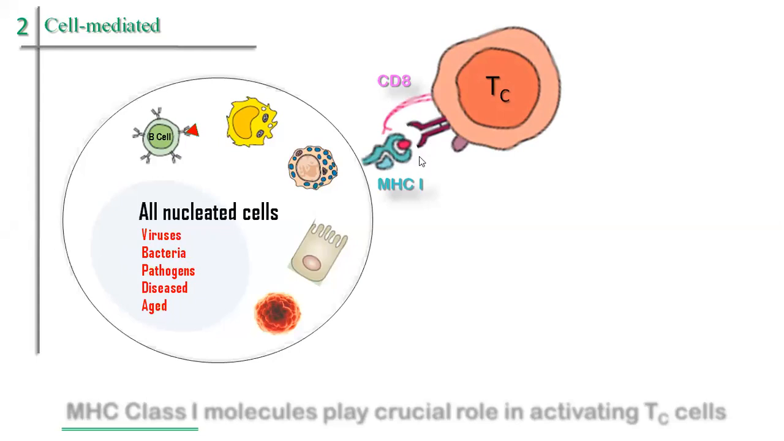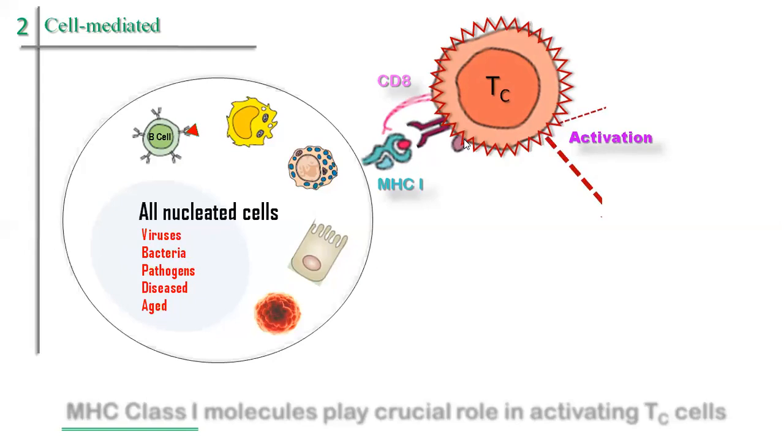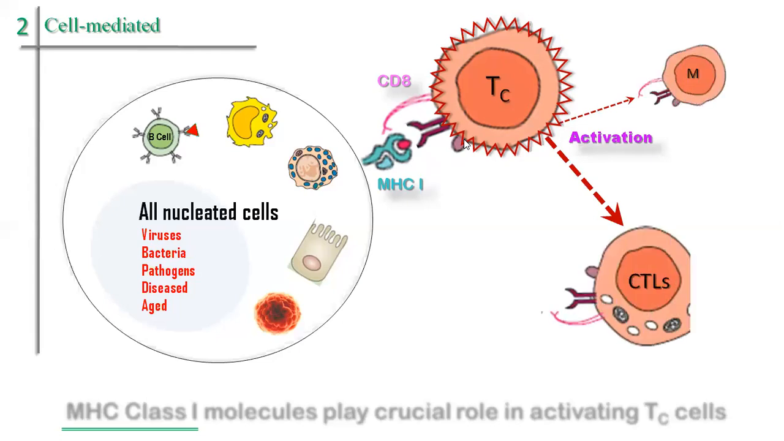So the CD8 receptor recognizes the MHC1 molecule, and meanwhile the TCR, the T cell receptor, also binds to the MHC molecule, and then the TC cells become activated. Once the interaction occurs between nucleated cells that have expressed the MHC molecule and the TC cell, the TC cell is activated and differentiates into memory as well as effector cells. These effector cells are nothing but CTLs, cytotoxic T lymphocytes.